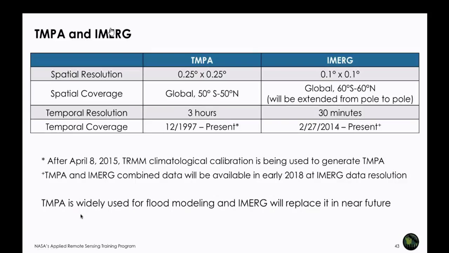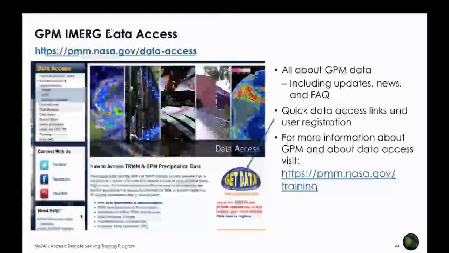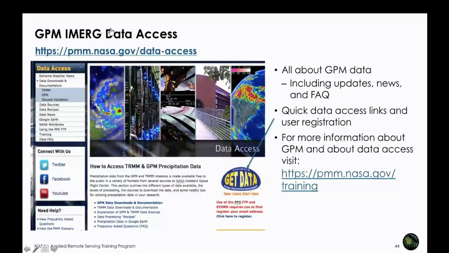TMPA has already been used for many applications, especially for monitoring storms and flooding. But iMerge also is continuing, and so now the plan is that there will be a combined product available that combines TMPA and iMerge, so that a long precipitation data will be available starting from 1998 to present. All data will be at 1/10 degree resolution and will also have half-hourly temporal resolution. So then all the applications can use that data. And here is the website where you can quickly access data.